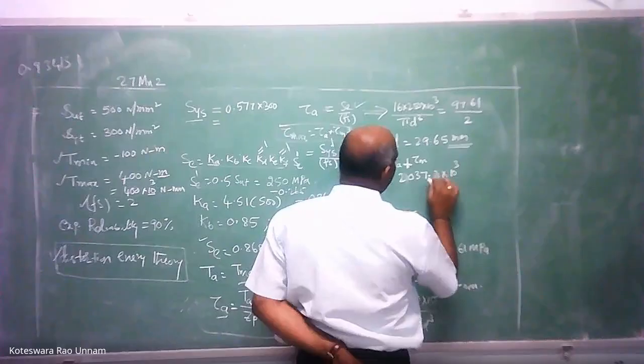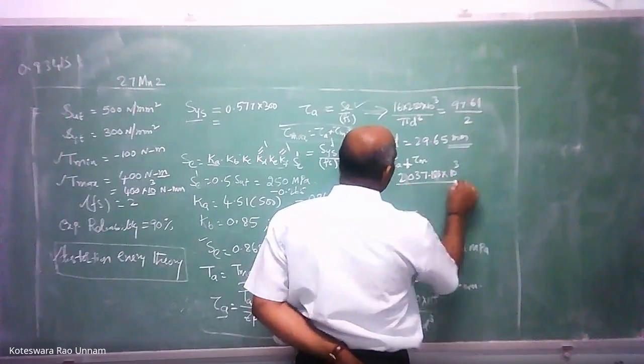2037, sir. 2037. 0.183. 0.183 into 10 cube. 0.183 into 10 cube, sir. 0.183 into 10 cube divided by d cube.